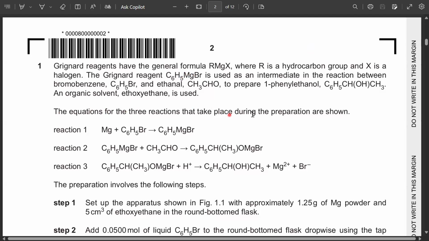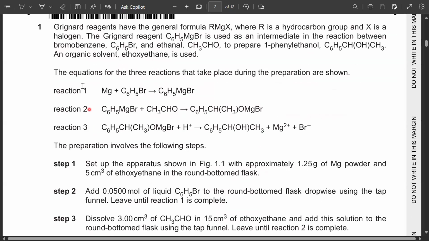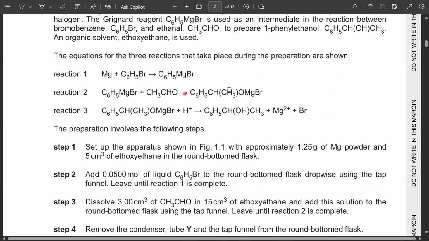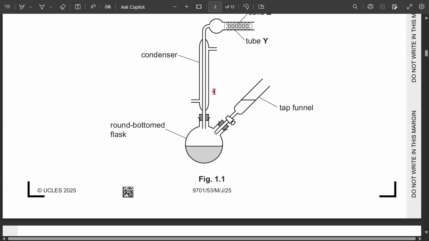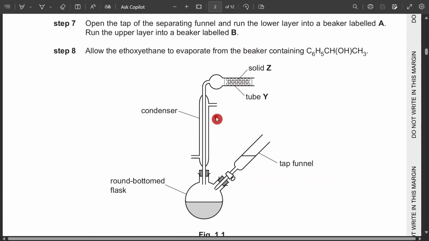three reactions that take place during the preparation are shown. Reaction 1 has this equation, reaction 2 has this equation, reaction 3 has this equation. The preparation involves the following steps. Step 1, set up the apparatus shown in Figure 1.1. Let's see the figure here. This is a figure which we have to understand.